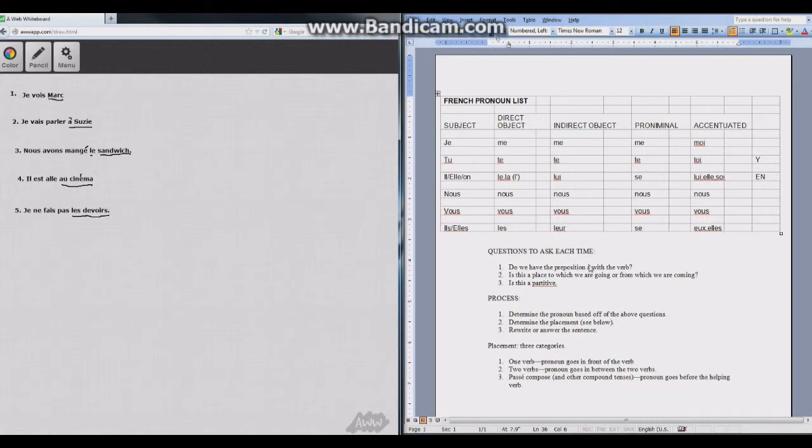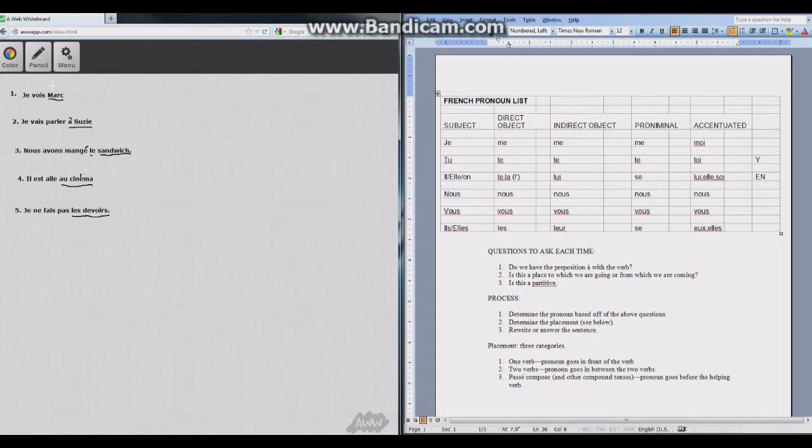And I know, since I don't have a à, that it's not indirect. It's not the subject. Je is my subject. So I have to go to the direct object. Now I need to find which one of these here would correspond to Marc. And I know Marc is il. So that leads me over here to le. So le is what I'm going to choose.